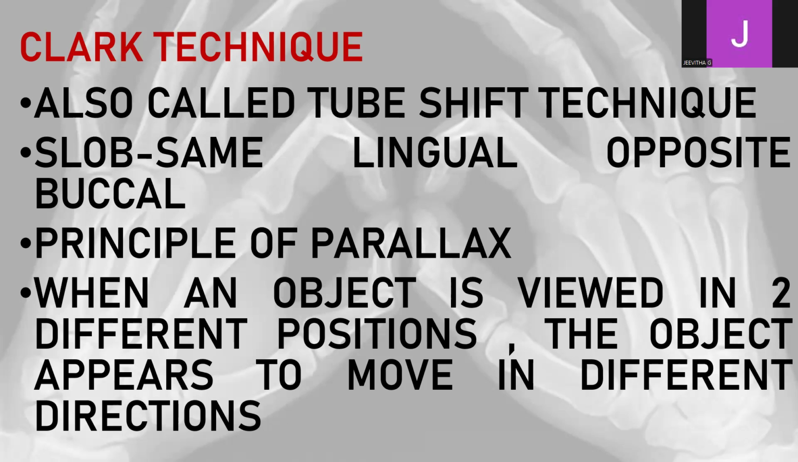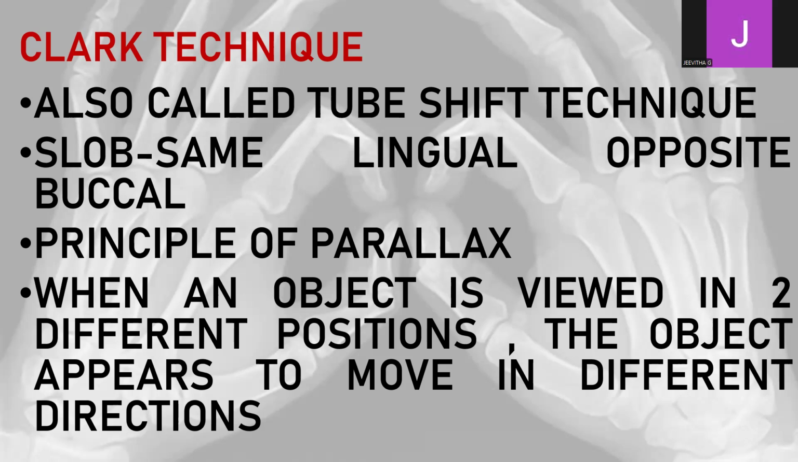So here, how do you shift the tube? When I'm shifting it towards the same side, I can see the objects which are present lingually. And when I move the tube to the opposite side, we can see the objects which are present on the buccal aspect. So this technique is also known as the Clark technique and tube shift technique. And the principle of this entire technique is known as the principle of parallax. So once again, when an object is viewed in two different positions, the object appears to move in different directions.